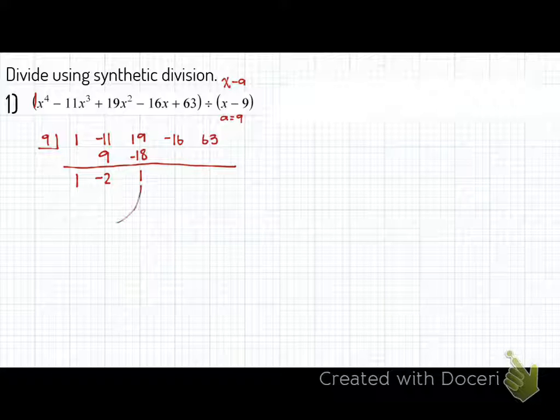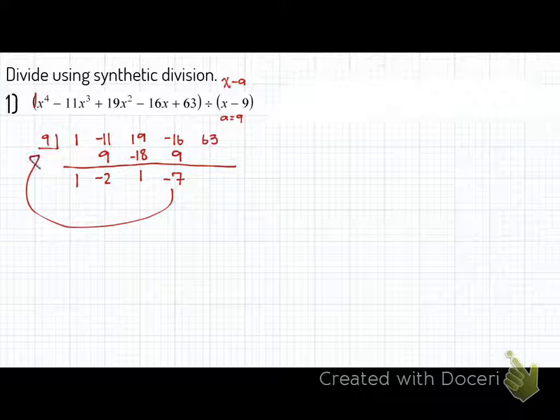Then I ask myself, what's 1 times 9? 9. Good, I put a 9 here. Then I work down again. What's negative 16 plus 9? Negative 7. What's negative 7 times 9, everyone?